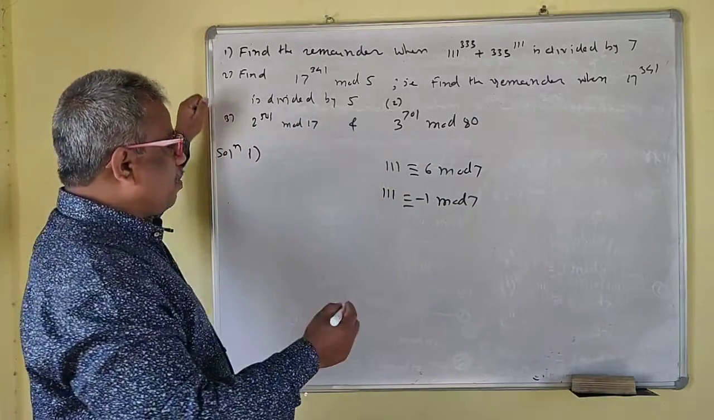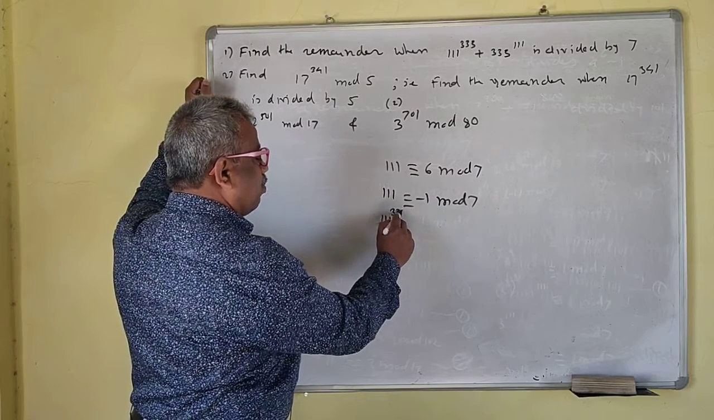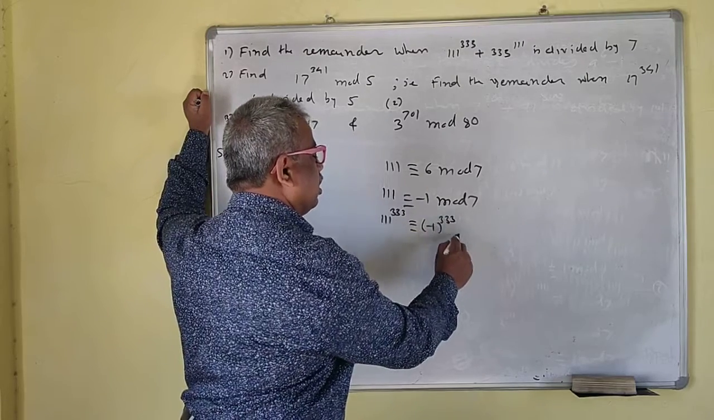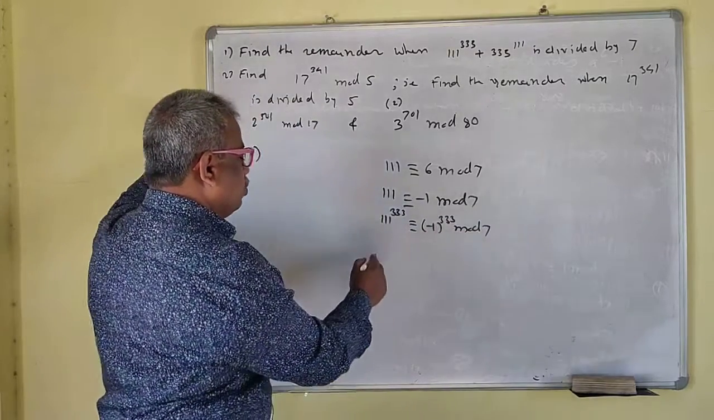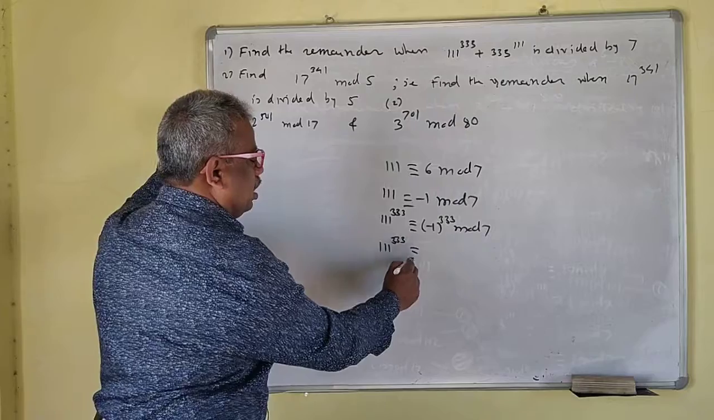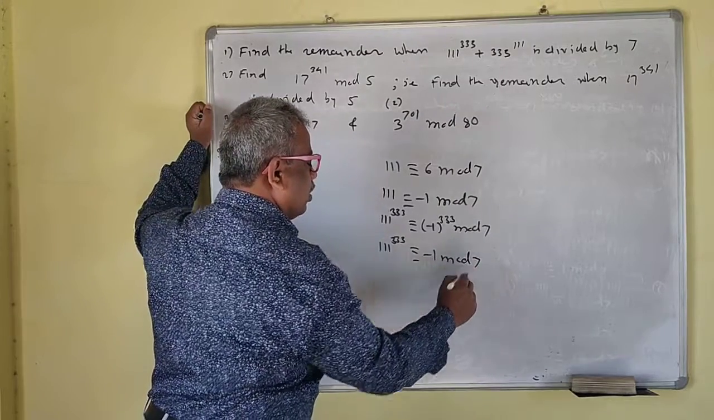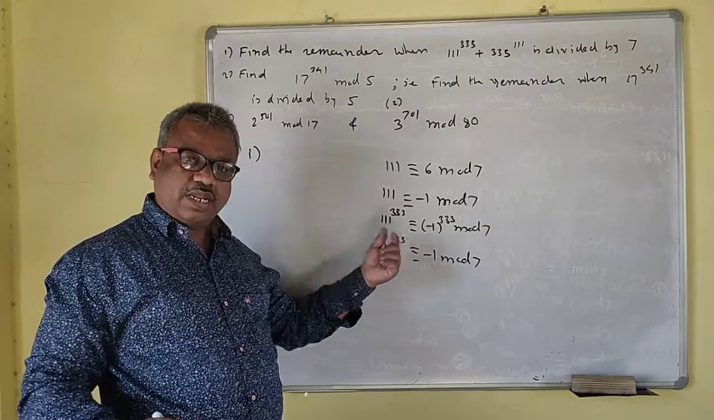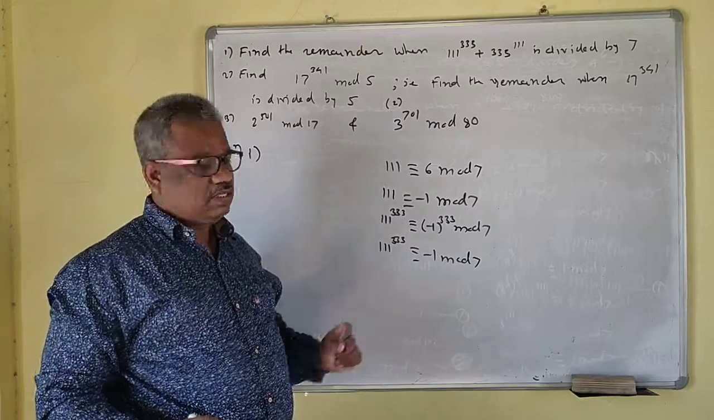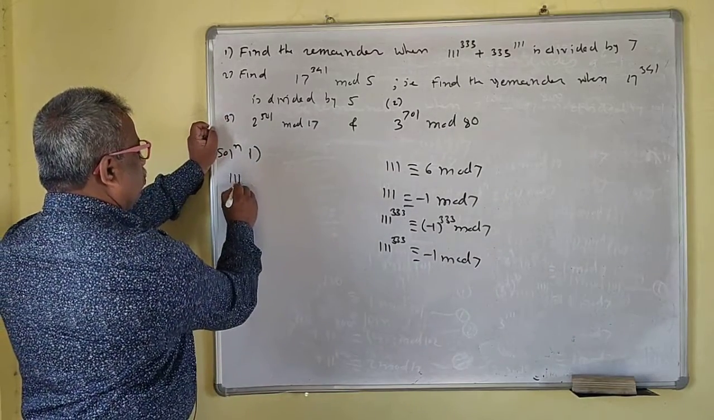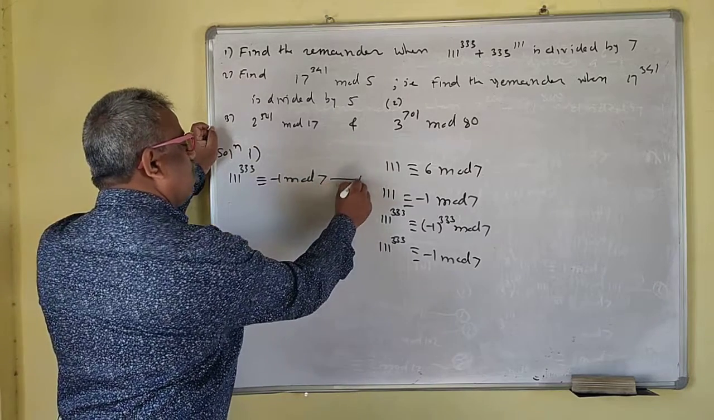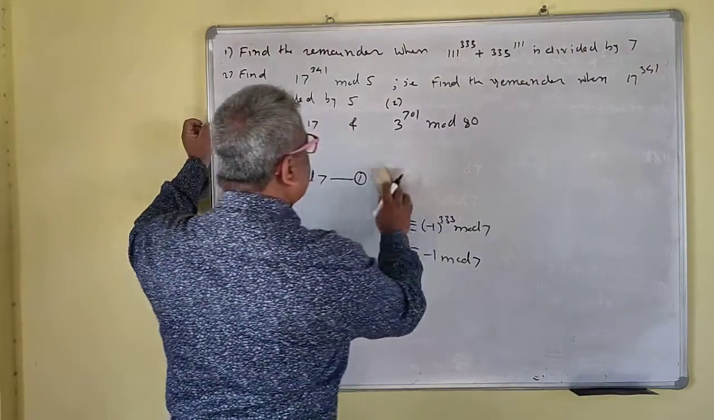Then I will take the power 333. 111 to the power 333 is congruent to (-1) to the power 333 mod 7. That means when 111 to the power 333 is divided by 7, the remainder is 6, since -1 is 6. So I write 111 to the power 333 is congruent to -1 mod 7. I call this 1 now.